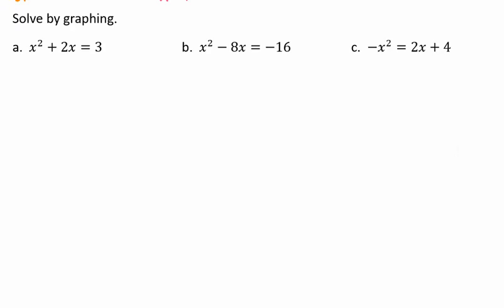Let's do some examples where we solve by graphing. So in this first example, we have x squared plus 2x equals 3. So we want to find our a value, which is x squared, and it's already positive where it's at. So we want to move everything over to it. So here we have our a, our b, and our c. So we're going to move our c over by subtracting 3 from both sides. That is going to give us x squared plus 2x minus 3. Notice our a, our b, and our c values.